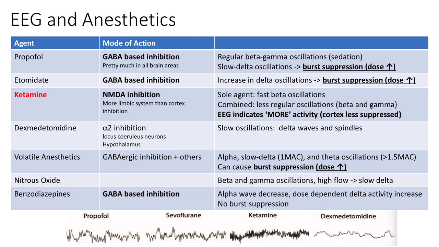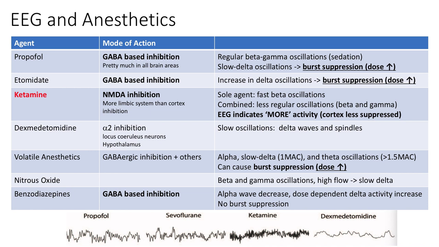Volatile anesthetics, we also think, have different modes of action. There's a GABAergic inhibition, but also other mechanisms discussed. At 1 MAC of volatile anesthetic, the EEG pattern associated is alpha and slow delta waves. And then as you deepen your anesthetic, the theta oscillations appear, and volatile anesthetic can even cause burst suppression at higher MAC doses. The influence of nitrous oxide on EEG is relatively minor, and it really requires a high flow.